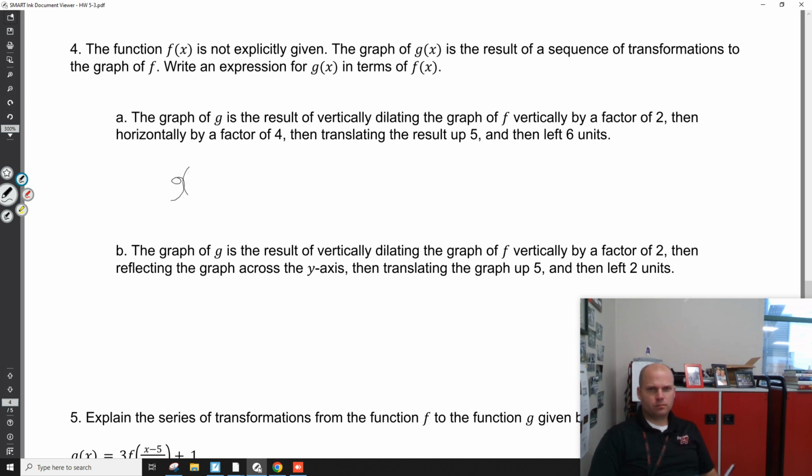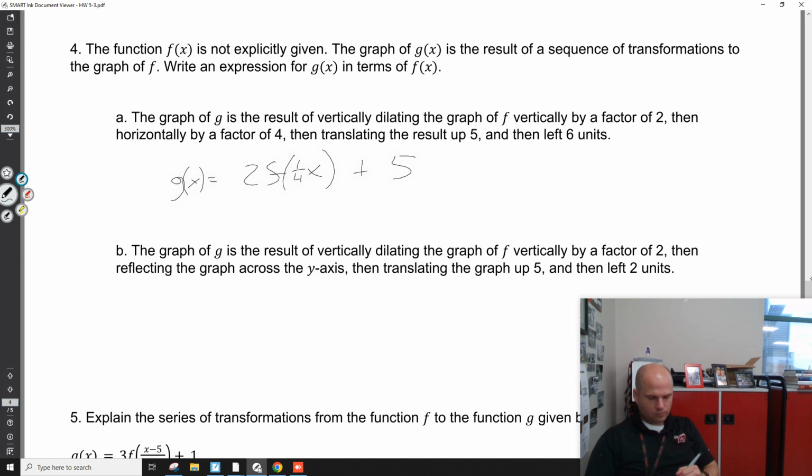g, taking f, vertically dilating by a factor of 2, horizontally by a factor of 4. If I'm horizontally dilating by a factor of 4, that means on the inside I need a 1/4. This is important. Then translating the results up 5 and then left 6.